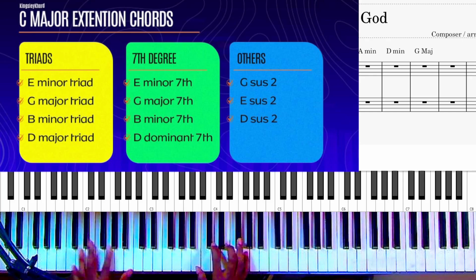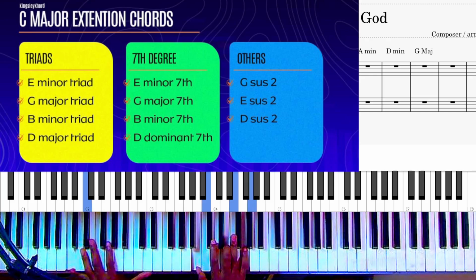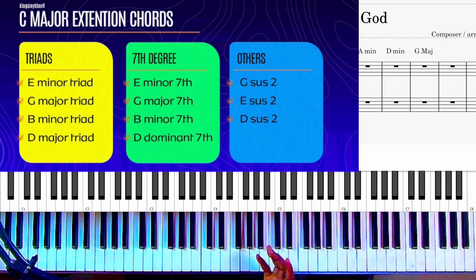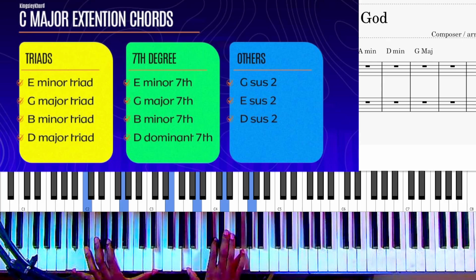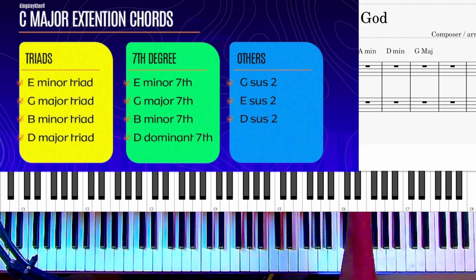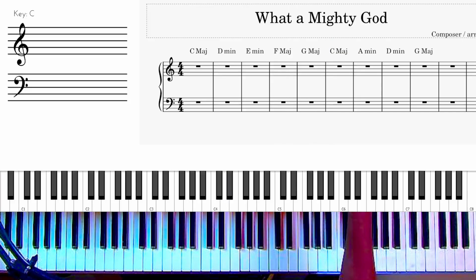So I could maybe play the E minor triad. You see, this is an E minor triad with that C on the left. Maybe a tenth. So I can do, "What a mighty." You see that? Maybe I could use the G sus2. "What a mighty." You get the point. Now, the next chord is a 2.